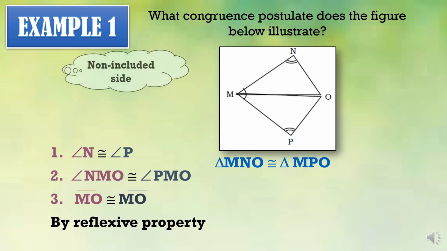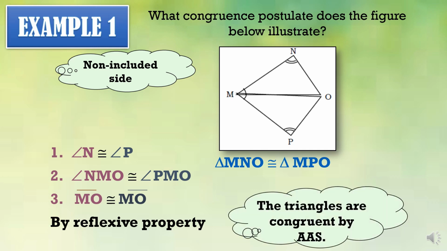So therefore, we can say that triangle MNO is congruent with triangle MPO by the AAS congruence postulate, or the angle-angle-non-included side congruence postulate.